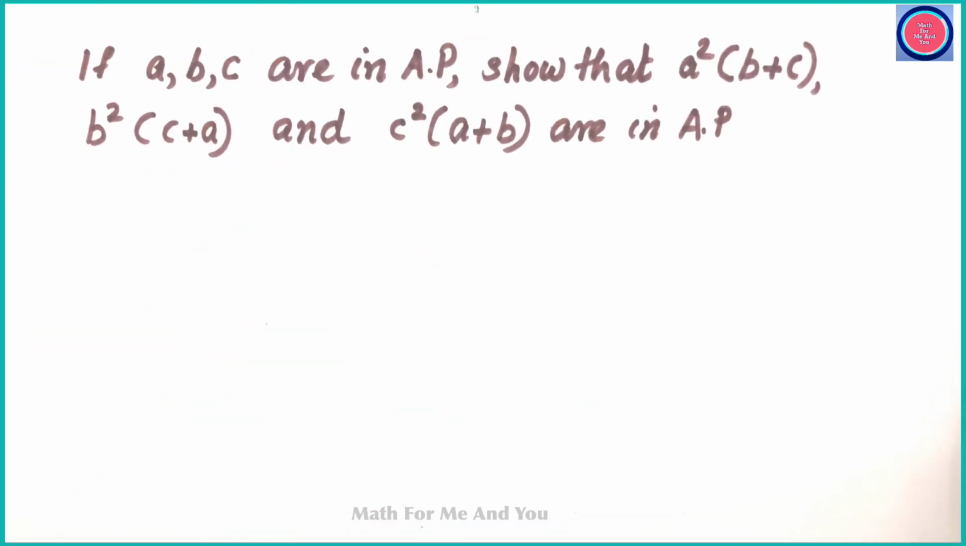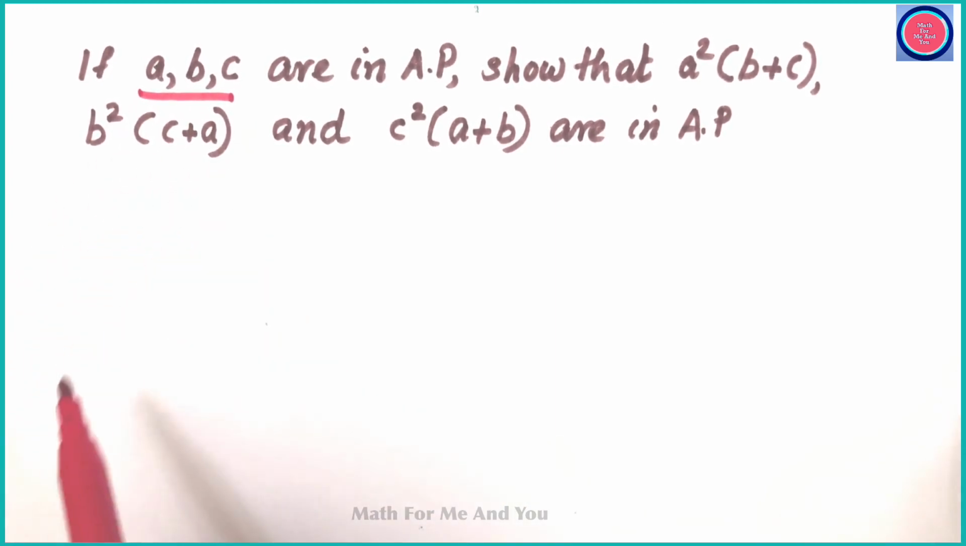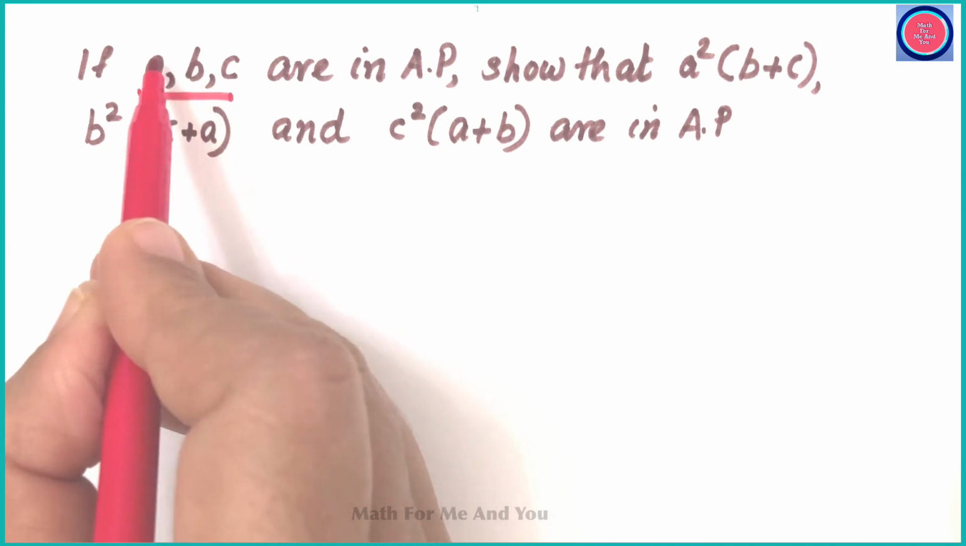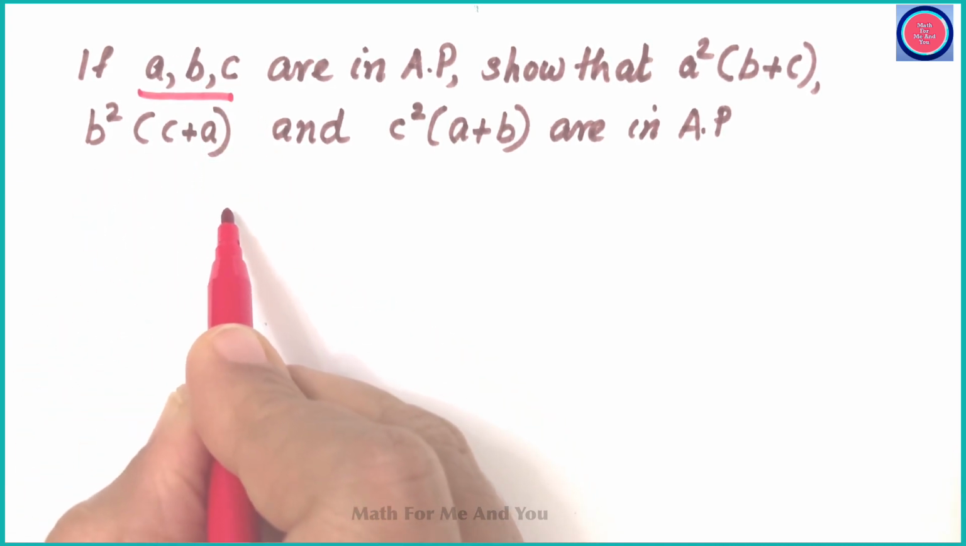Next question. If a, b, c are in AP, show that a square times (b plus c), b square times (c plus a) and c square times (a plus b) are in AP. If a, b, c are in AP, can you find the common difference? Yes, second term minus the first term. And this is the same: third term minus second term.